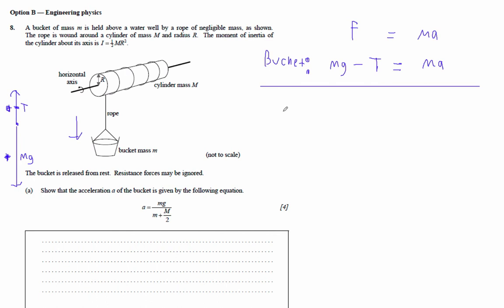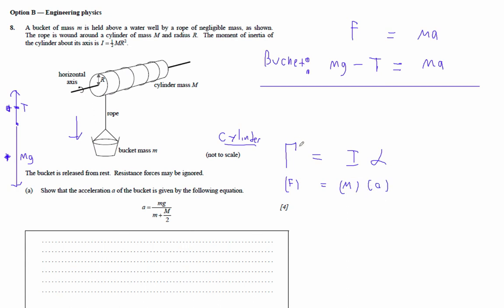So the next thing we want to do is use the relationship that torque for this cylinder, right? For the cylinder, torque is I alpha. And this again is F equals ma. This stands in for F, right? This stands in for M, and this stands in for A.